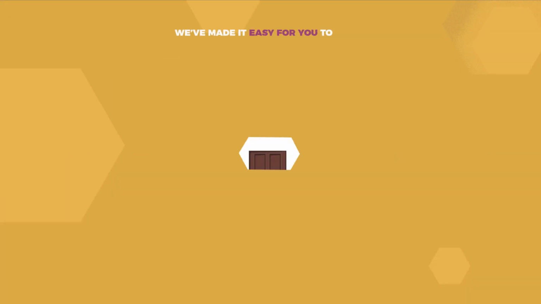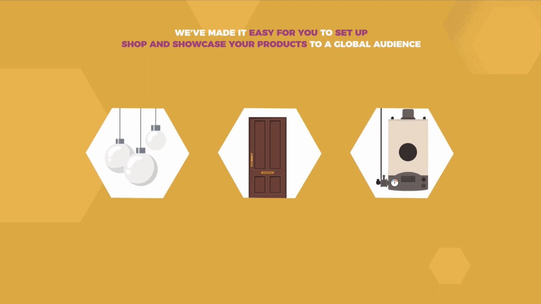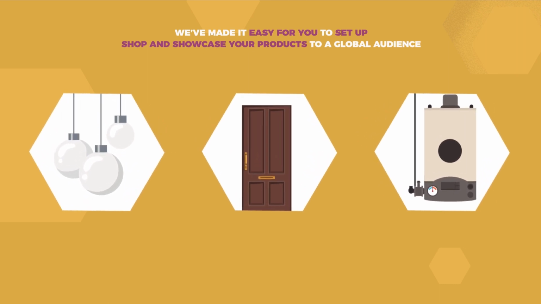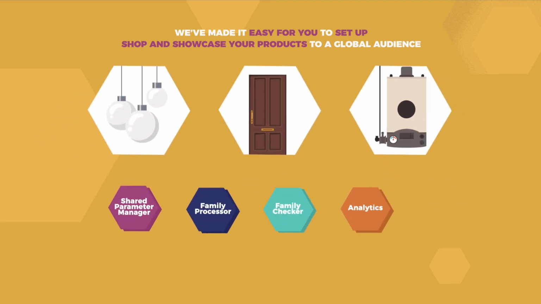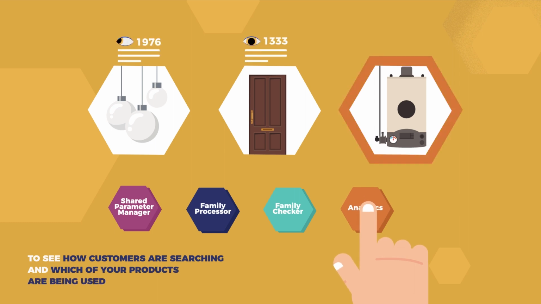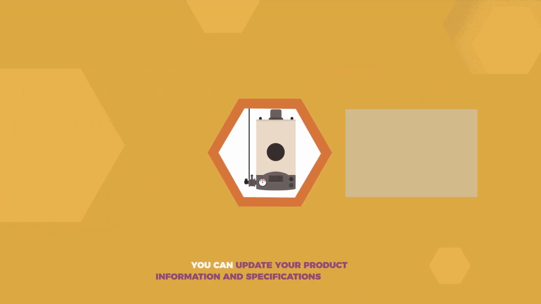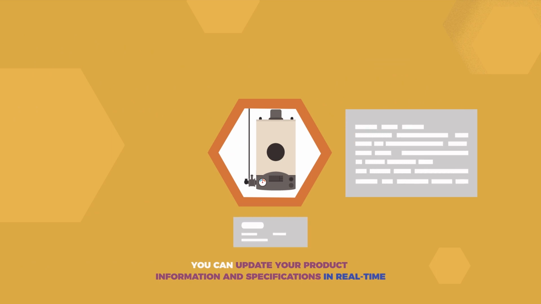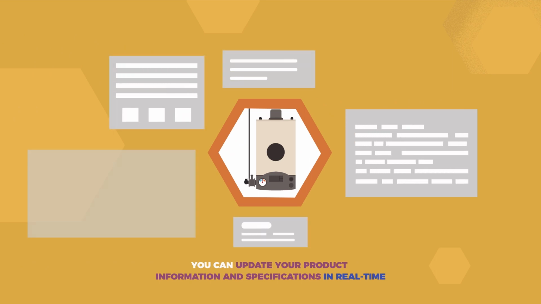We've made it easy for you to set up shop and showcase your products to a global audience with an entire collection of tools like Shared Parameter Manager, Family Processor, Family Checker, and Analytics to see how customers are searching and which of your products are being used. This means you can update your product information and specifications in real time to ensure your customers always have access to the most accurate and up-to-date information.